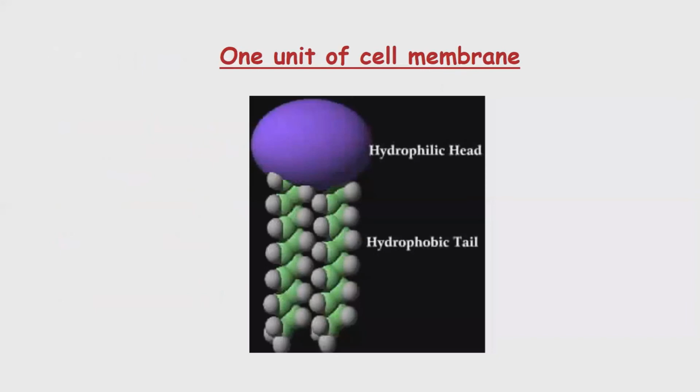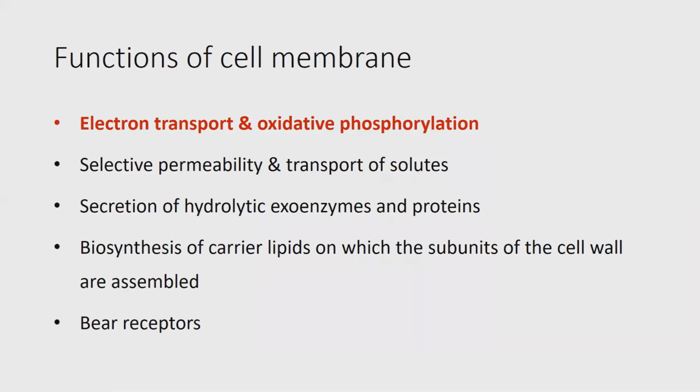Okay, so here is a picture of 1 unit of cell membrane. The function of cell membrane, we have already said this, but I cannot stress this enough. You gotta remember electron transport and oxidative phosphorylation, or cellular respiration, or metabolism. All of it is done by the cell membrane. There can be thousands of functions, but if you do not remember this, you're doomed. Electron transport and oxidative phosphorylation is the number one function of the cell membrane.